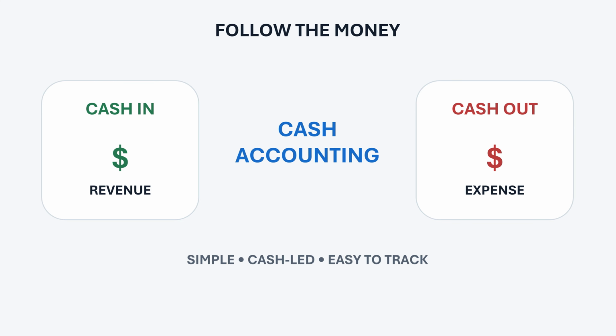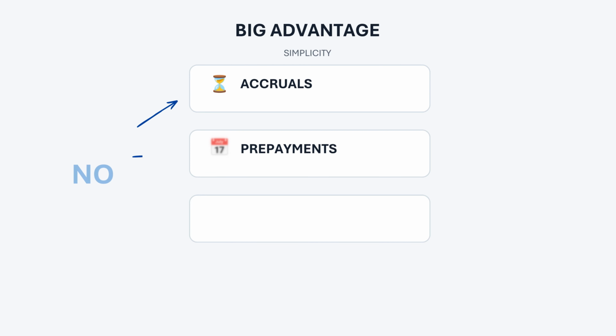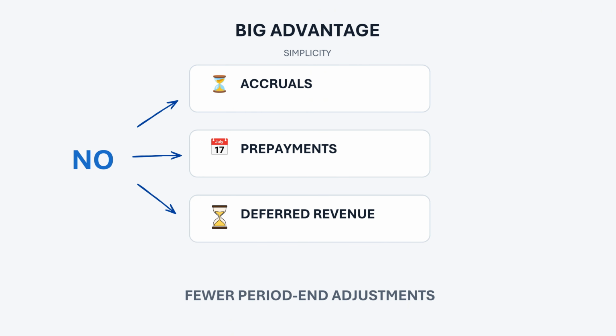So this gives us a very simple way to remember cash accounting. Cash comes in, recognize the revenue. Cash goes out, recognize the expense. That's why cash accounting is much easier for a small business owner to understand. We're largely following what's actually happening in the business bank account rather than making a series of accounting adjustments to move revenue and expenses between periods.